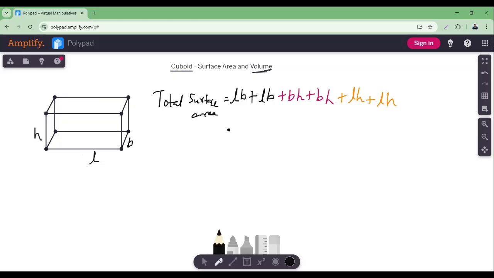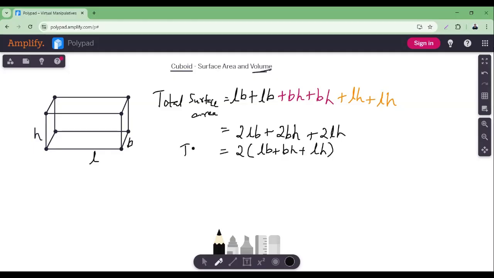Can we simplify it? It's very simple, yes, we can write this as 2LB plus 2BH plus 2LH. Or you can also write 2 times, taking 2 common, LB plus BH plus LH.